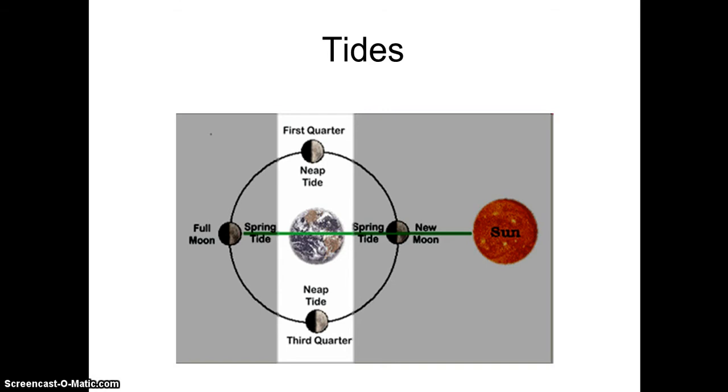This is just another diagram. It's showing us the difference between the types of tides. Spring tide is going to occur during full and new moon because the gravity from the Moon and the Sun are acting together. First and third quarter experience neap tides because the gravity between the Moon and the Sun are acting at a 90-degree angle to each other.